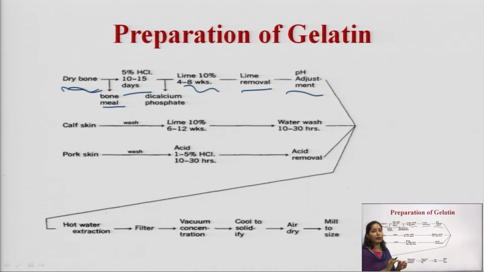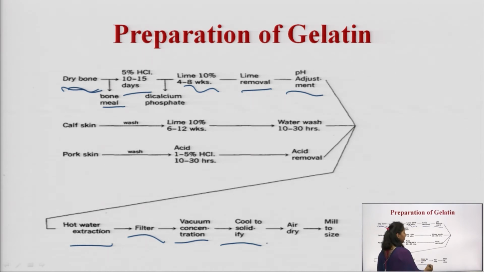After adjusting the pH, it is subjected to hot water extraction. Then it is filtered, and after filtration it is subjected to vacuum so that the product gets concentrated. Then the product is allowed to cool to solidify. After that we air dry the product, and finally subject it to the milling process to achieve the desired size range.